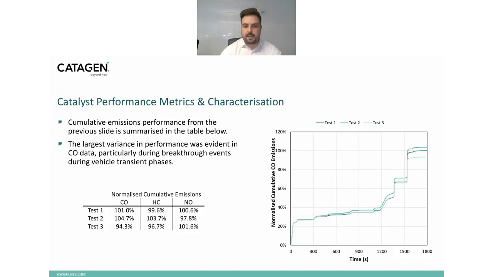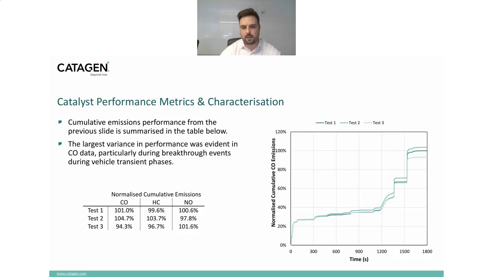This is summarized then in the table that we have here. What I've got is our normalized cumulative emissions across each species for each test. So we effectively see for CO between tests, we're within a 5% window of the average value, hydrocarbons within around 3 to 4%, and NOx within around 2 to 3%, well, really around 2%. So we do see, let's say, better prediction or capture of the NOx behavior than what we see in terms of the CO behavior.